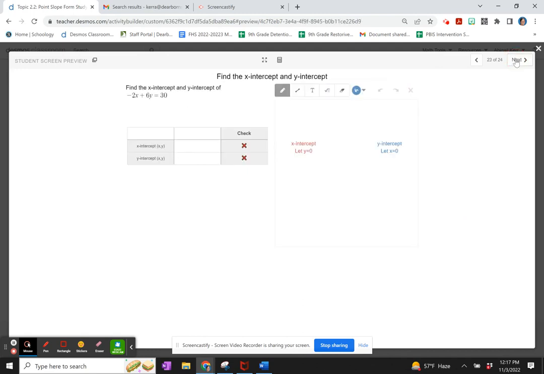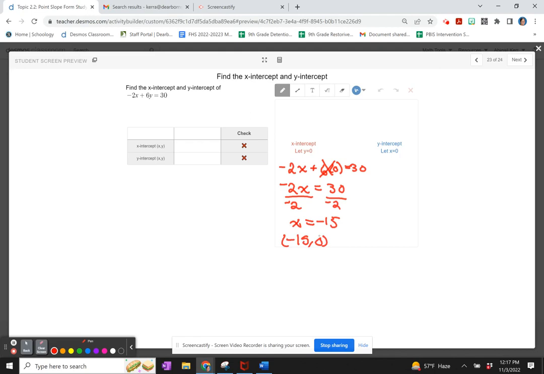Now in the last two, I'm just asking you to show your work. So we're going to plug in 0. We're going to create a 1 step. We have to undo multiplying by dividing. So remember, the answer is not x equals negative 15. We have to write it as an ordered pair. So it's going to be negative 15 comma 0.